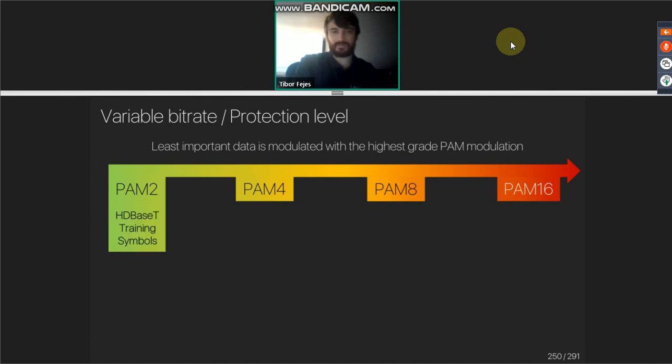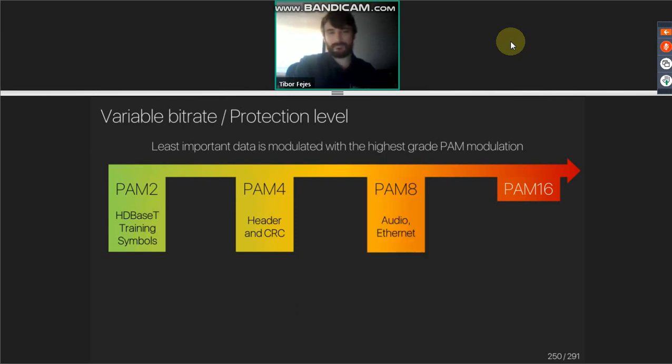So for PAM2, it's the training symbols, which are used to define all these variables that control the link quality. So you absolutely want to make sure these are transmitted correctly. Then with PAM4, we have the header and the CRC. PAM8, we have the audio and the Ethernet.